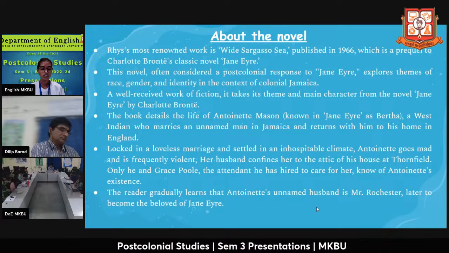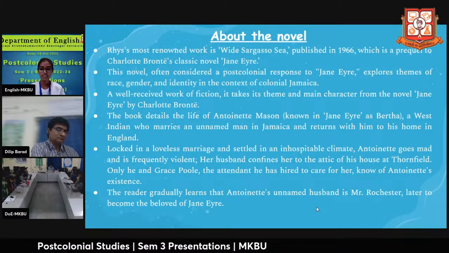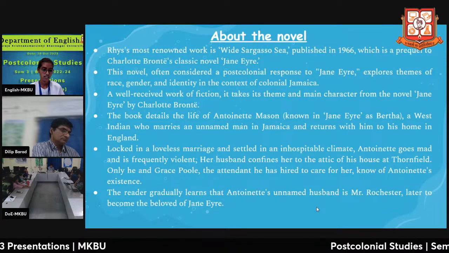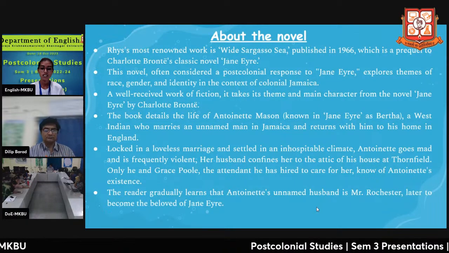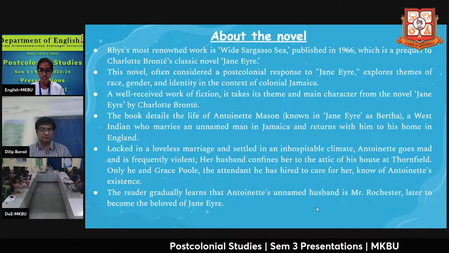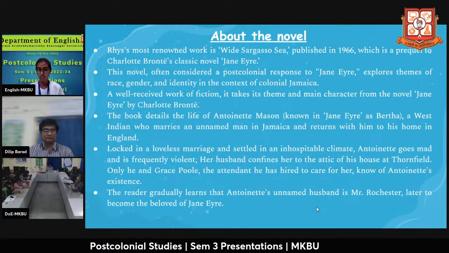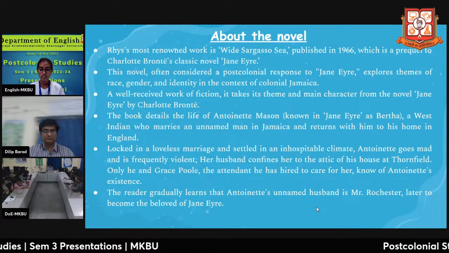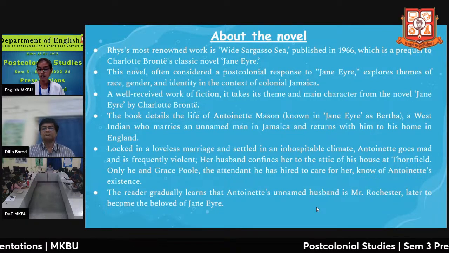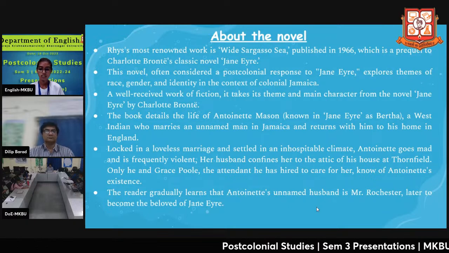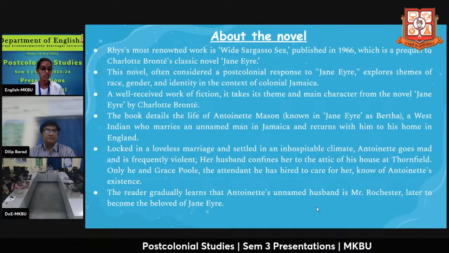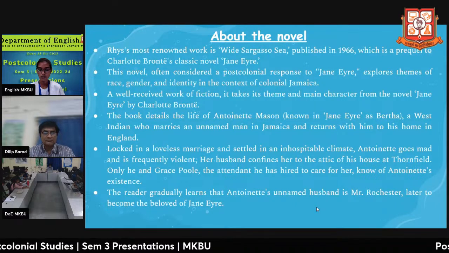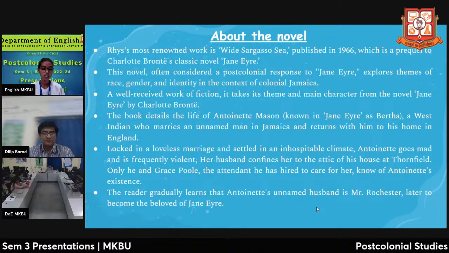Locked in a loveless marriage and settled in an inhospitable climate, Antoinette goes mad and is frequently violent. Her husband confines her to the attic of his house at Thornfield. Only the attendant he has hired to care for her, Grace Poole, knows of Antoinette's existence. The reader gradually learns that Antoinette's unnamed husband is Mr. Rochester, later to become the beloved of Jane Eyre.